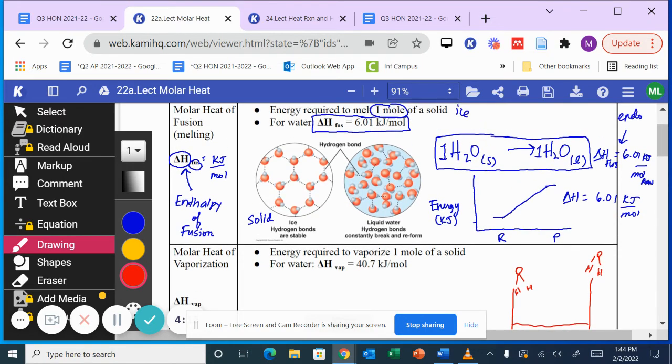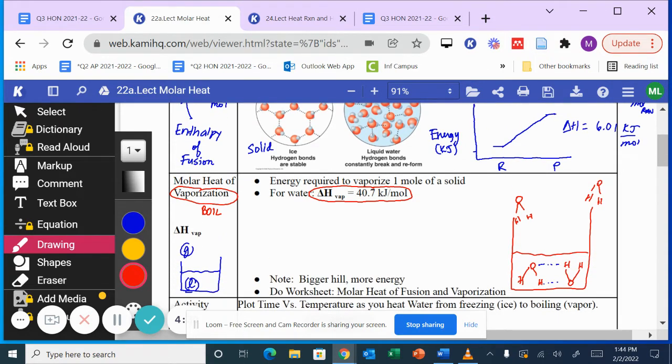Therefore, to vaporize it or to boil it, turn it from liquid to gas, it would take a lot more energy. 40.7 kilojoules for every one mole. From 6.01, this one is 40.7. That's a lot more, because you're totally breaking the IMF.